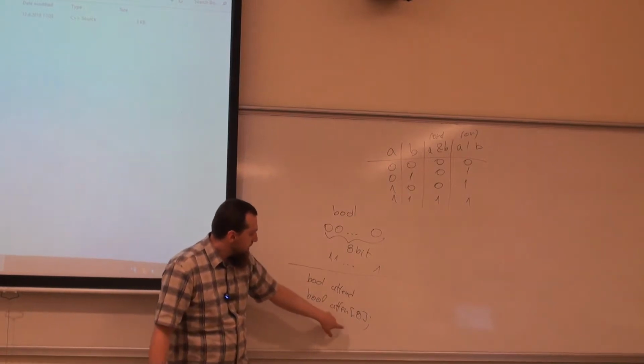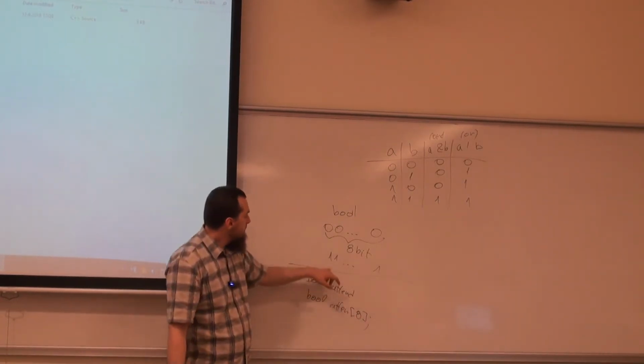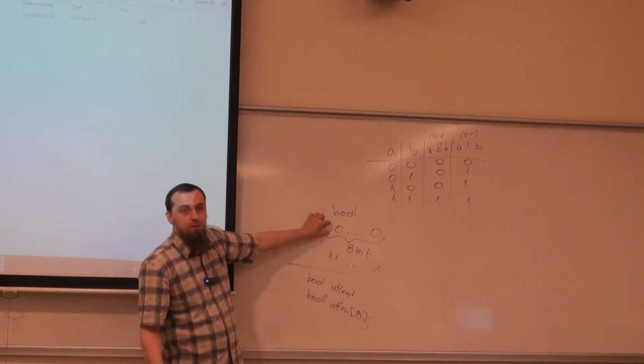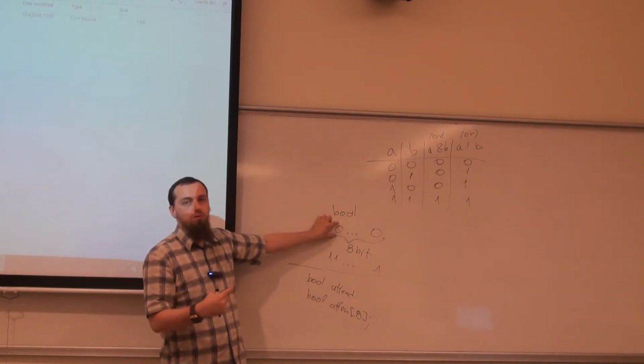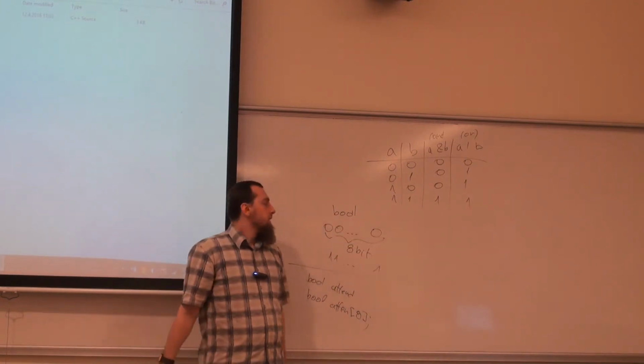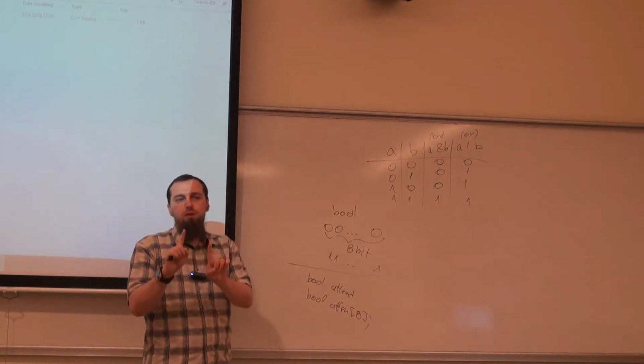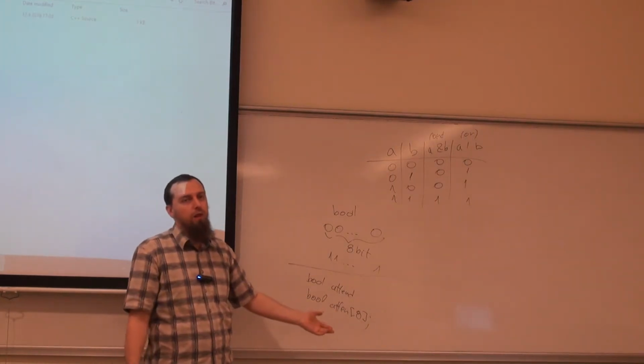Because here, attendance 0 is for the first week, attendance 1 is for the second week, and so on. But here, the first bit is for the first week, the second bit of that Boolean is for the second week, the third one is for the third week, and so on. Up until now, we didn't have to deal with bitwise operations, but now we have to.